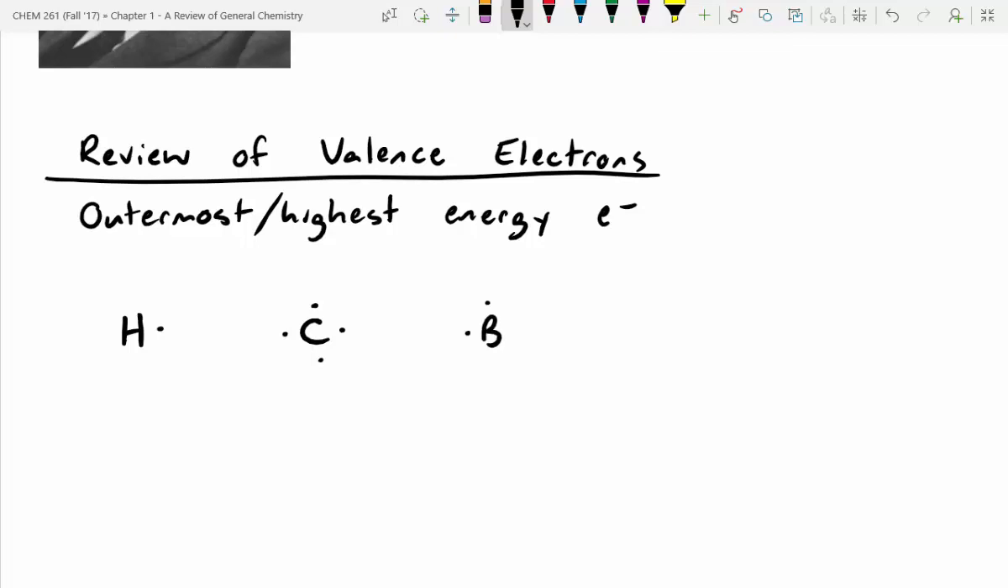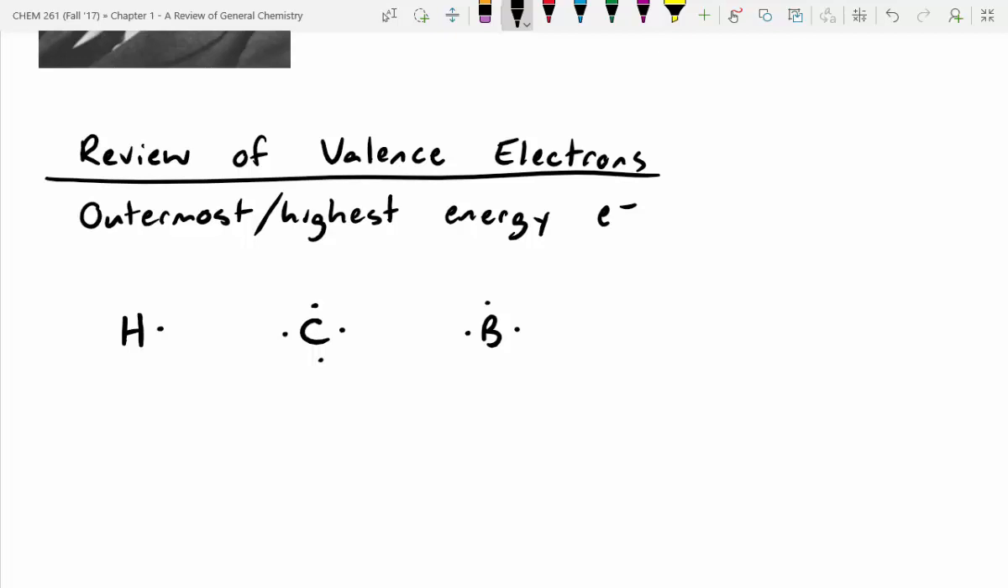B. So it's 3. So we go 1, 2, 3. The easiest way to remember valence electrons is to take a look at the periodic table over there and look at the Roman numeral, right? So hydrogen is in group 1A, 1 valence electron. Boron's in group 3A, 3 valence electrons. Carbon's in group 4A, so 4 valence electrons. If you're ever in doubt, just look at the periodic table.